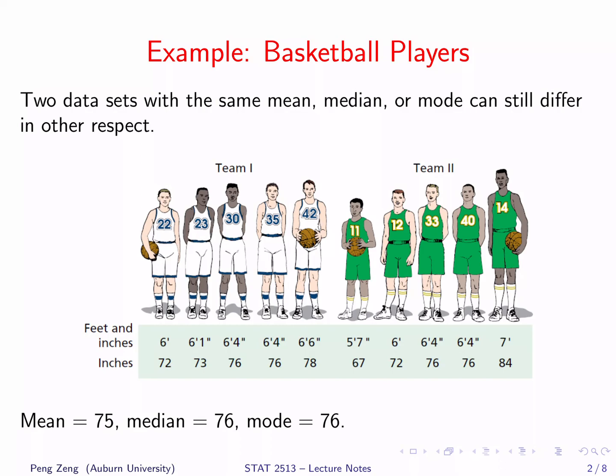Look at the picture. It shows two basketball teams. Each team has 5 players. Their heights are listed. We can see that both teams have the same mean, median, and mode. However, the players in Team 1 have similar height to each other. The players in Team 2 show more variations in height. It indicates that we need a measure of variation for a dataset.